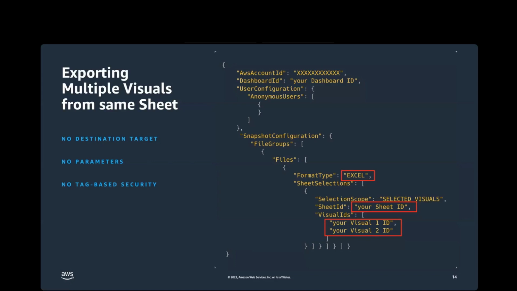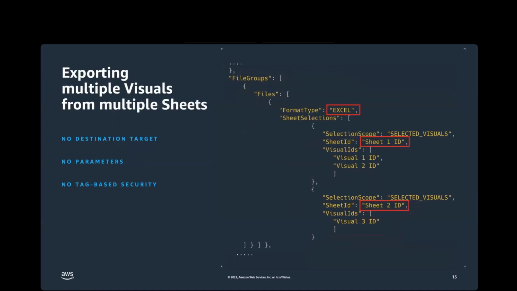What happens when you want to include in the Excel file multiple visuals that come from different sheet IDs, from different sheets of the dashboard? In such a case, the JSON configuration file is a little bit different because now you have to specify both sheets and their corresponding visuals. And this is the way you do it.